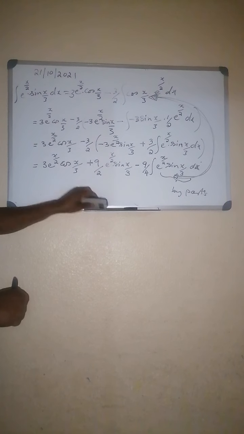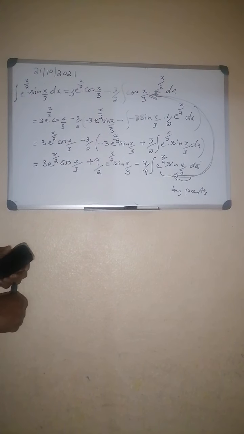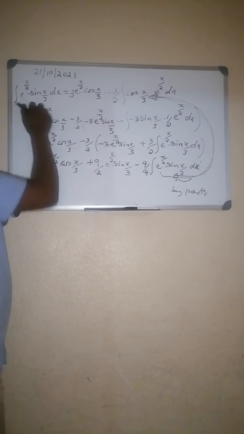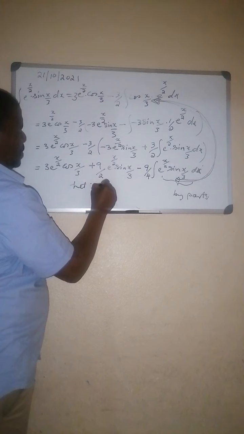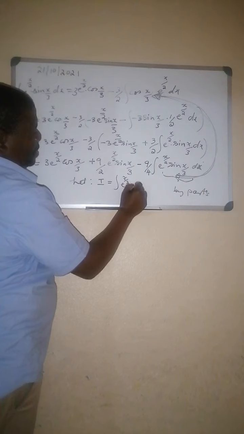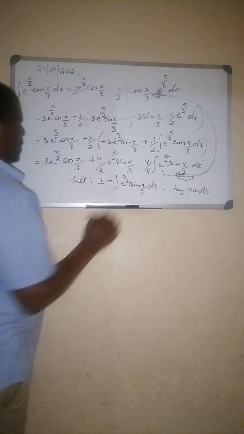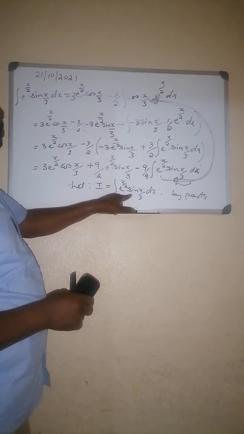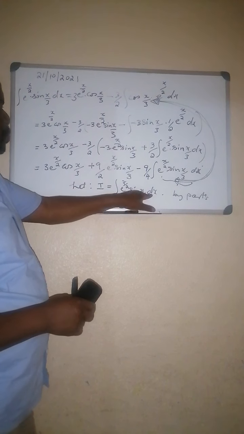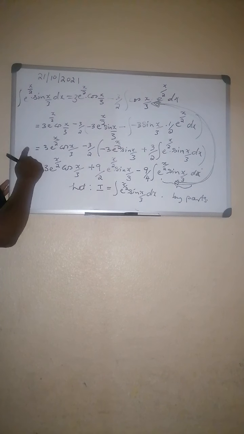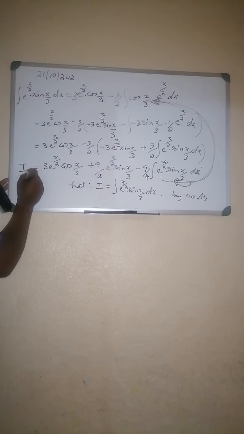But that cannot be the case, that we will say there's no solution, because when you look at this part, it is the same as this part on the left hand side. So we will then use this method where we will say let I equal that part, the integral of e to the x over 2 sine x over 3 dx. Because when we do that, we will realize that this part is the I, which I can take down here.